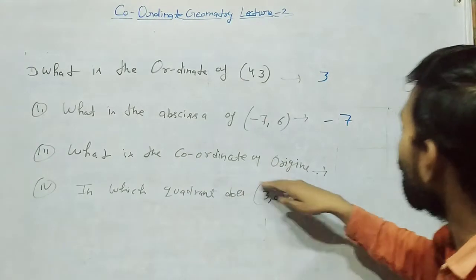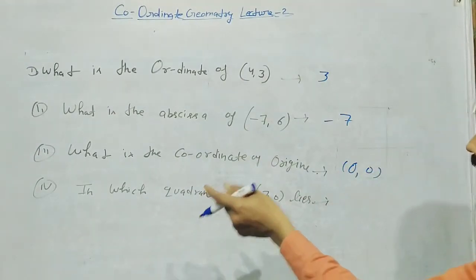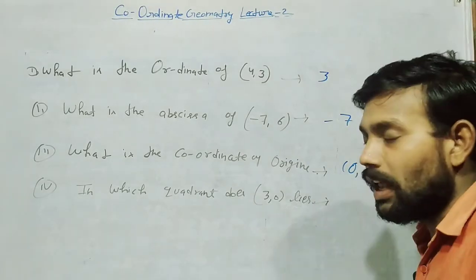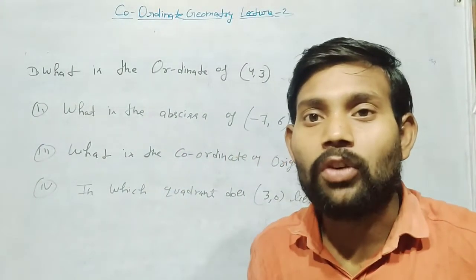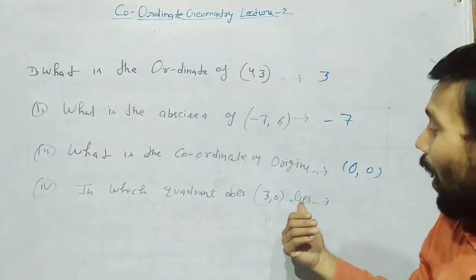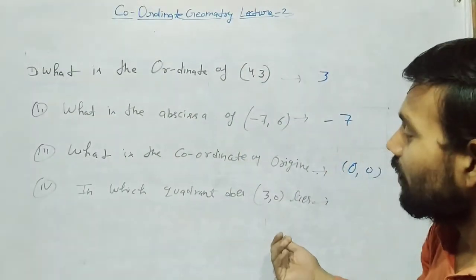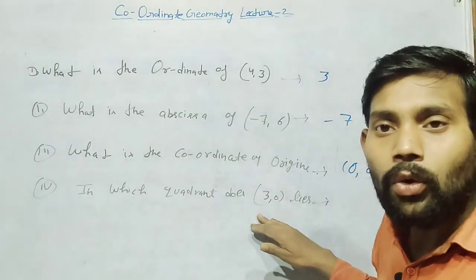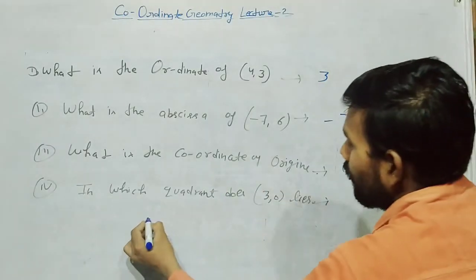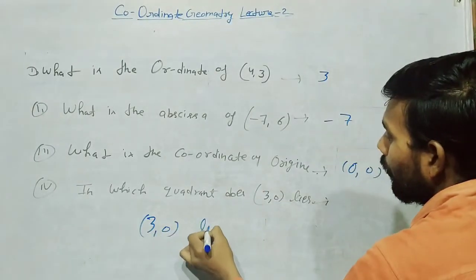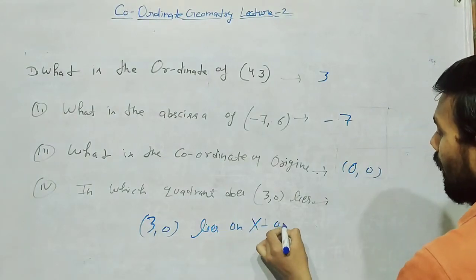What is the coordinate of origin? 0, 0. In which quadrant does 3, 0 lie? 3, 0 lies in no quadrant. It lies on the x-axis because y is 0. If y is 0, then it is on the x-axis. So we can say 3, 0 lies on an axis and it is the x-axis.